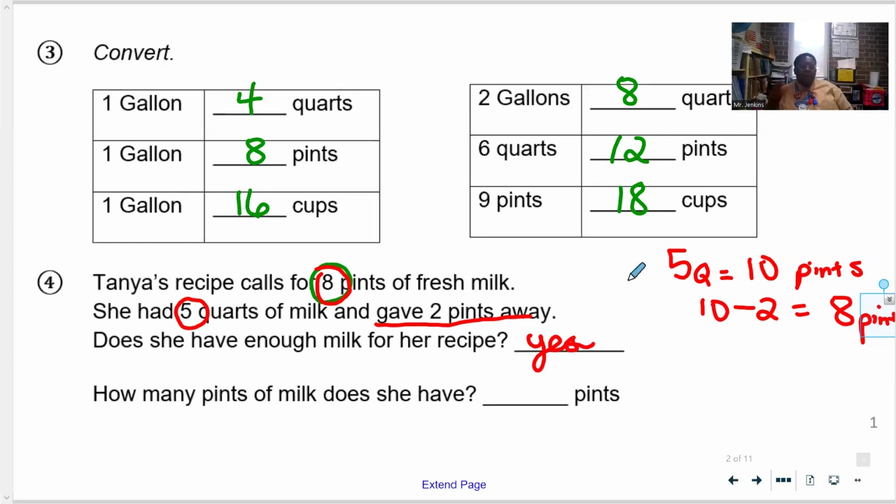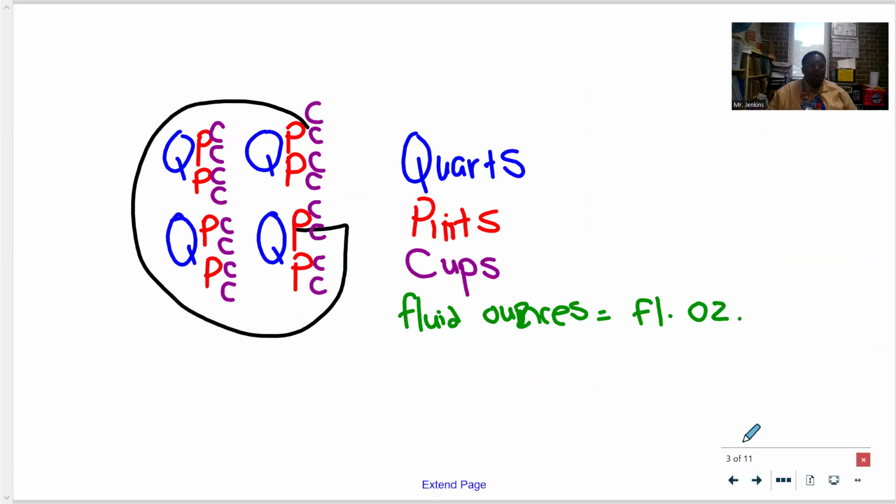Then it says, how many pints of milk does she have? She has exactly enough, which is just 8. Okay. All right, let's keep going.